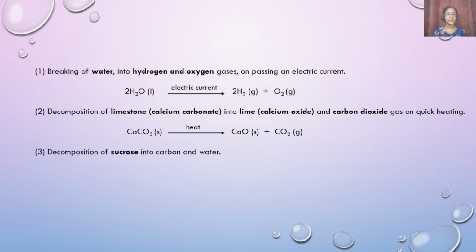Here is the third example of decomposition reaction. Decomposition of sucrose into carbon and water. Sucrose is also called as table sugar. Here, if we heat sucrose, it decomposes into carbon and water.